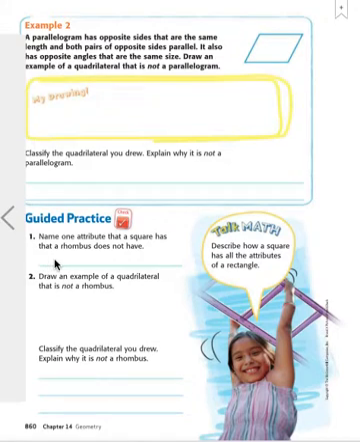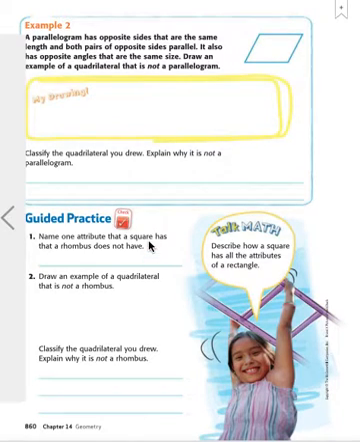The difference is a square has 4 right angles. Now it says draw an example of a quadrilateral that is not a rhombus. So remember, quadrilateral is just a fancy way to say a figure that has 4 sides. So we want a figure with 4 sides that is not a rhombus. I could simply draw a square, right? It's not a rhombus. And then it says classify it. It's a square. Why is it not a rhombus?